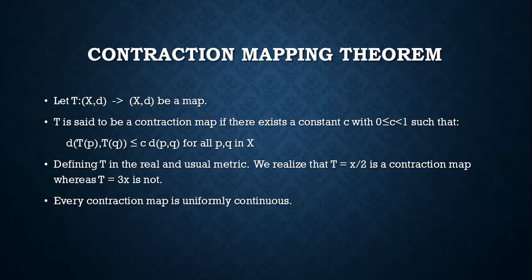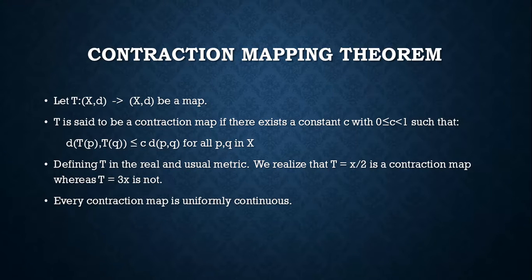Then T is said to be a contraction map if there exists a constant c such that the distance between T(p), T(q) is less than or equal to c times the distance between p and q, for c lying between 0 and 1, and c can take the value 0, for all p, q in X.